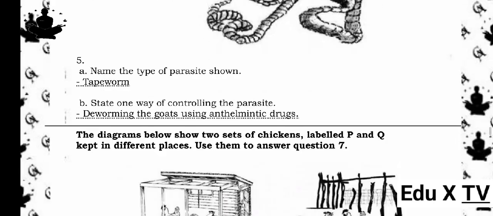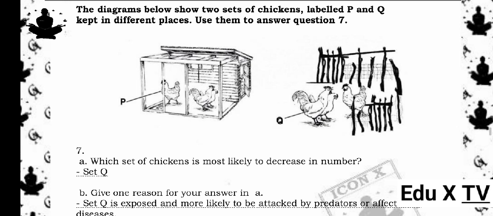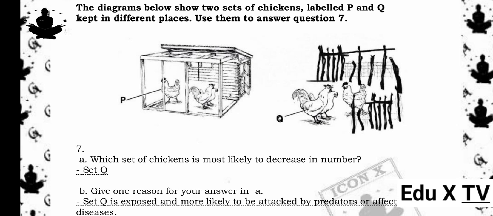5. A. Name the type of parasite shown. Tapeworm. B. State one way of controlling the parasite. Deworming the goats using anthelmintic drugs. The diagrams below show 2 sets of chickens, labeled P and Q, kept in different places. Use them to answer question 7.